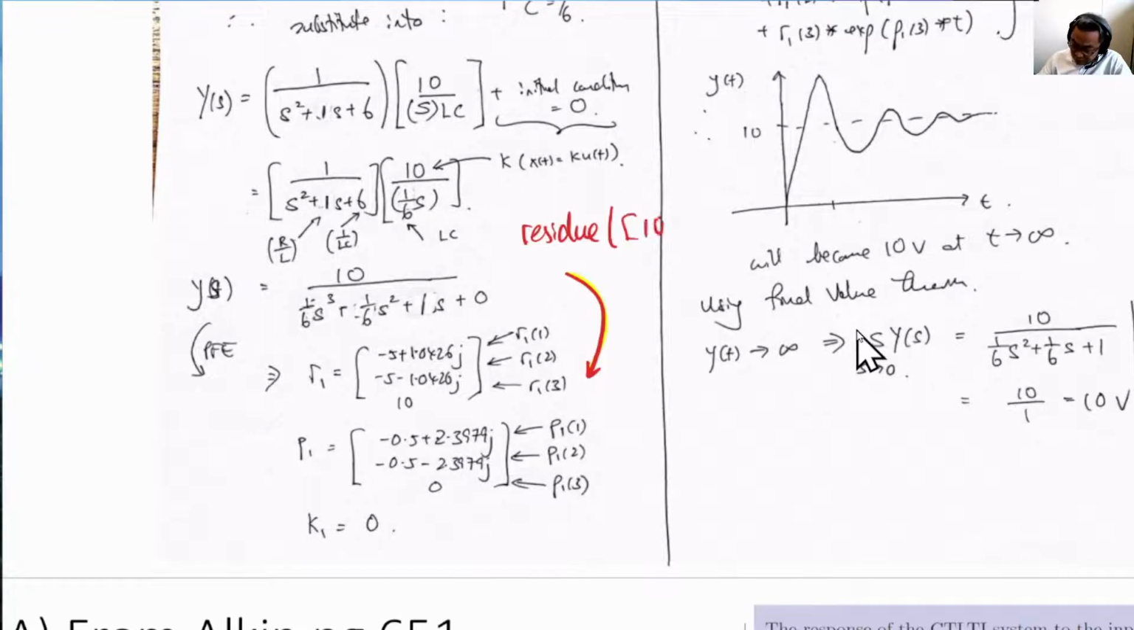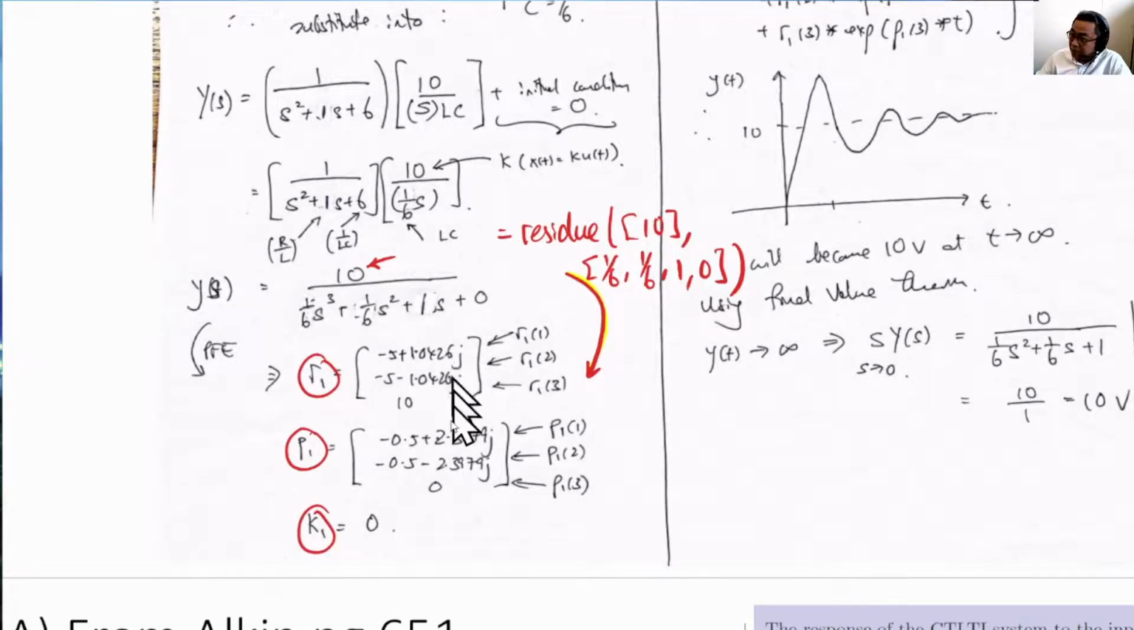The first value is 10 for this guy, and the denominator polynomial is 1/6, comma, then the second guy, which is also 1/6, the third guy is 1, and the fourth guy is 0, because look, there is the 0, or the 1, or the 2, or the 3 of s. So there must be 4 values here. Once you have the residue, we'll get the RPK. So you have R, P, and K, and you can verify them.